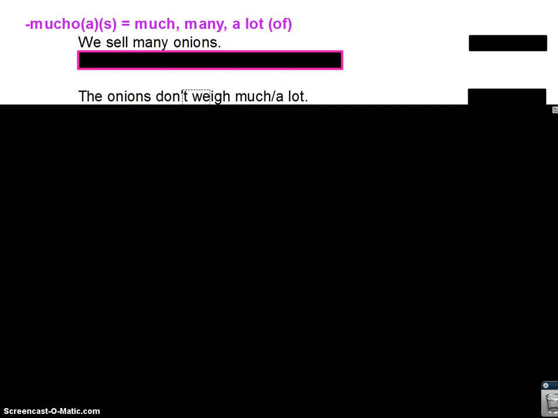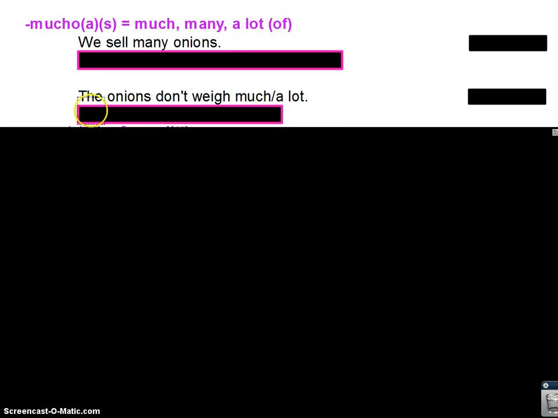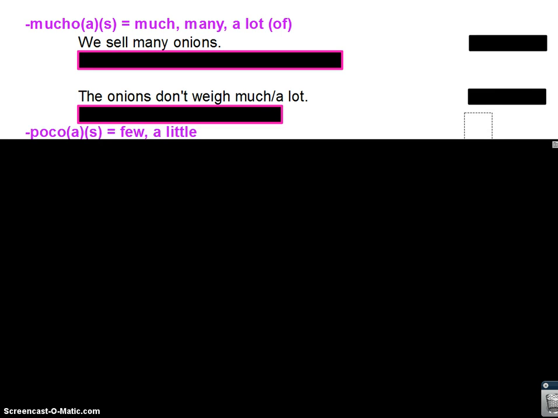The onions don't weigh much or a lot. Please write this example sentence down. And if you notice, these example sentences are using a lot of your vocab, so be asking yourself as well, do I know this vocab yet? Leave room for the Spanish. Please answer if you think "much" or "a lot" is an adjective, adverb, or pronoun to the right.